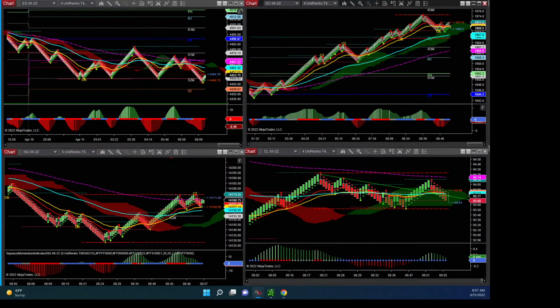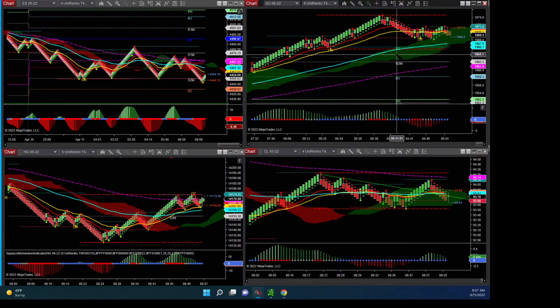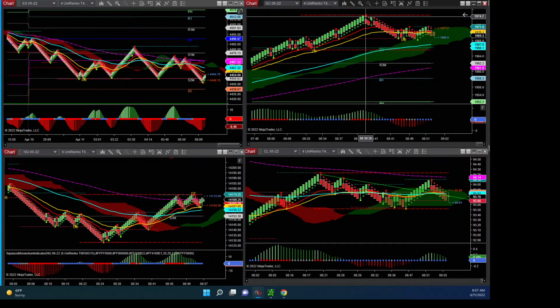Guys, I'm gonna close the stream at 9 a.m. There's a lower, so let me show you this. Lower high right there, lower pivot high. So it's reversing.